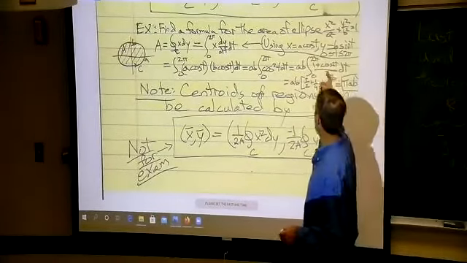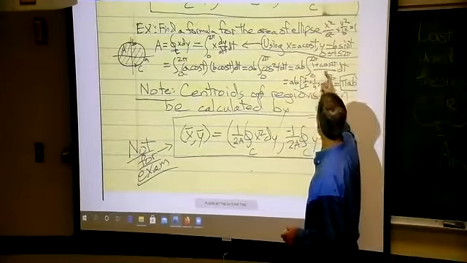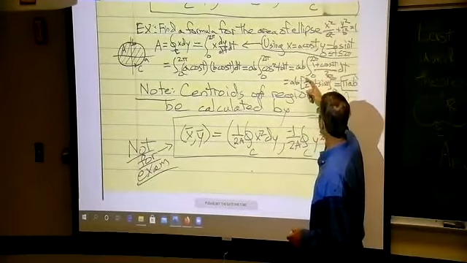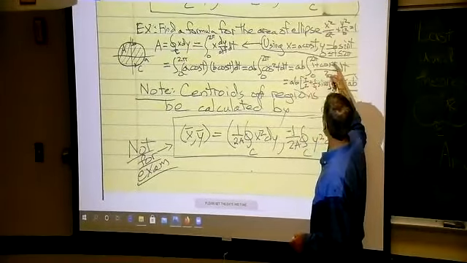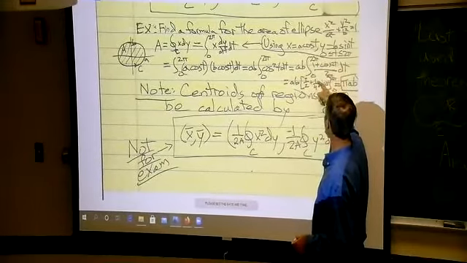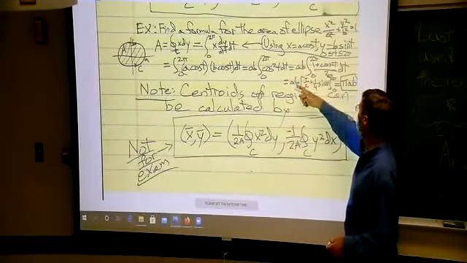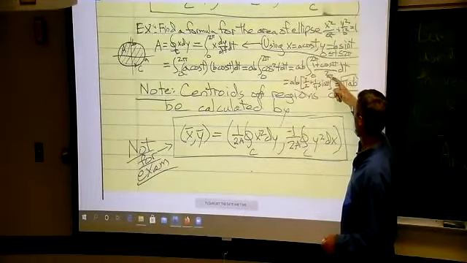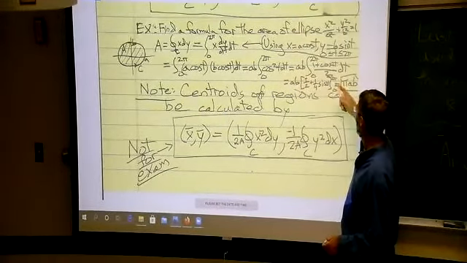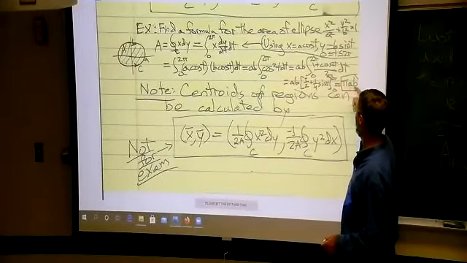Integral of 1/2 is just 1/2 t. Integral of cosine 2t over 2 is just 1/4 sine 2t. The ab outside still multiplies. If you evaluate this at 0 and 2 pi and take the difference, you wind up with just pi ab.